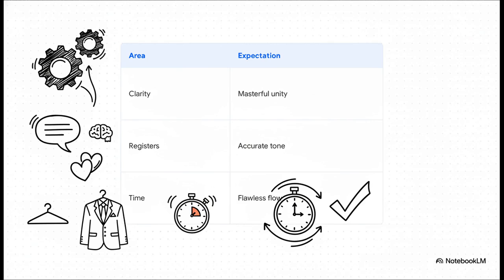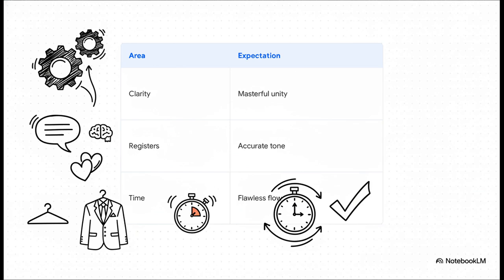Let's break down the teamwork criteria to see what it takes to hit those top marks. Under role clarity, the expectation is masterful team unity. Your coordination has to be instinctive, with incredibly smooth transitions between speakers. For registers and EQ, you need a highly accurate professional tone. Disagreements must be handled constructively, proving your emotional intelligence under pressure. Oh, and your attire must be impeccable. Dress for the boardroom, not the classroom.